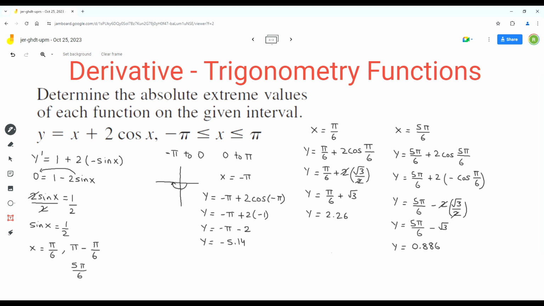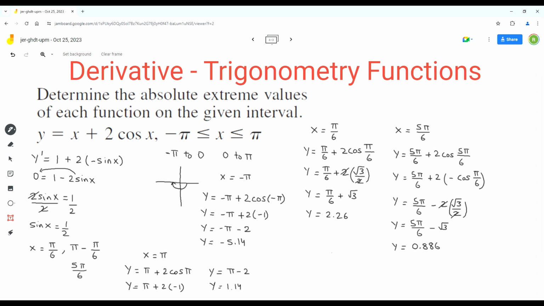Now we can use the upper bound for the given interval, x equals pi, in the given function. Now cos of pi is equal to negative 1. And 2 times negative 1 is negative 2. So we get y equals 1.14.